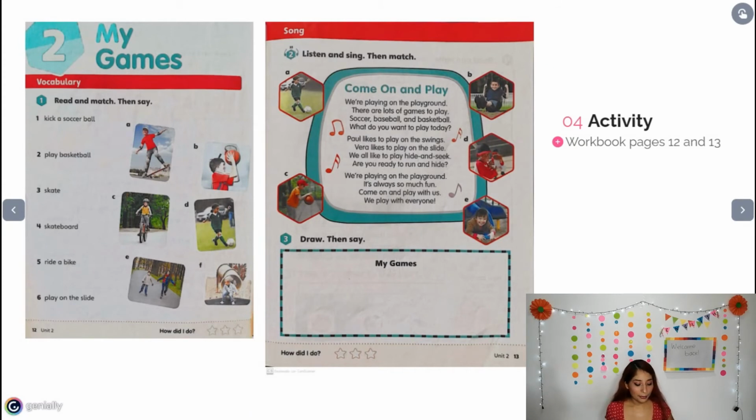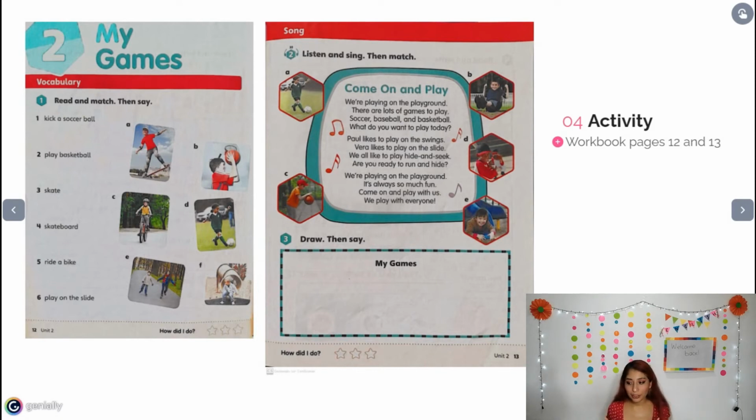Okay, we have activities for the workbook. I have my workbook also in here. I hope you have yours by your side so we can practice. We have pages 12 and 13. It's going to be super easy. Page 12 and 13 are the easiest. The heaviest was the page from the student's book.